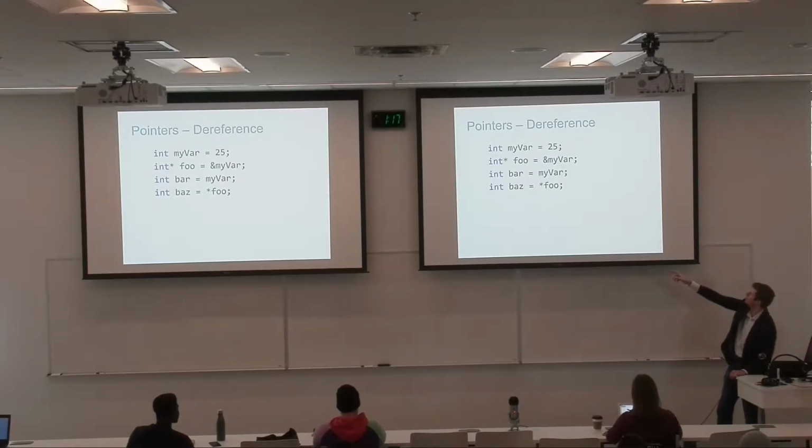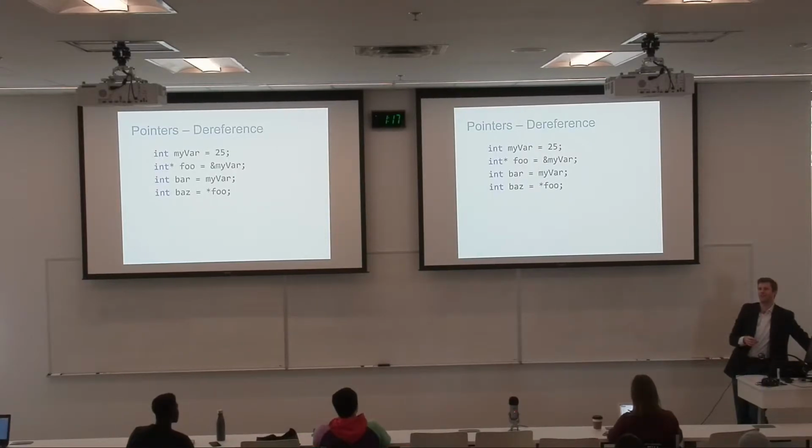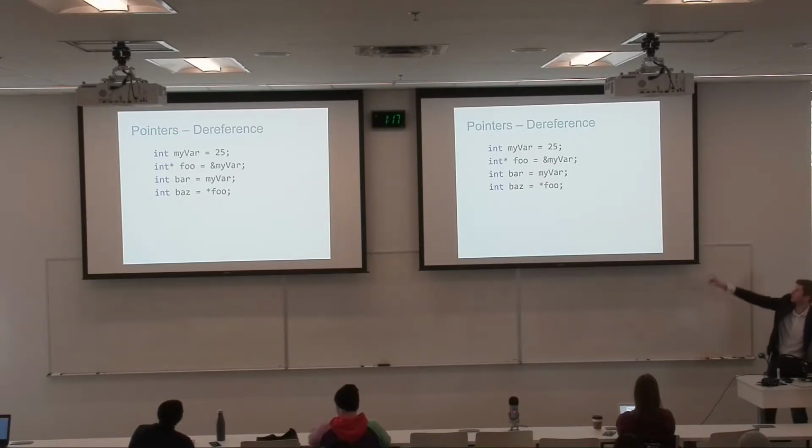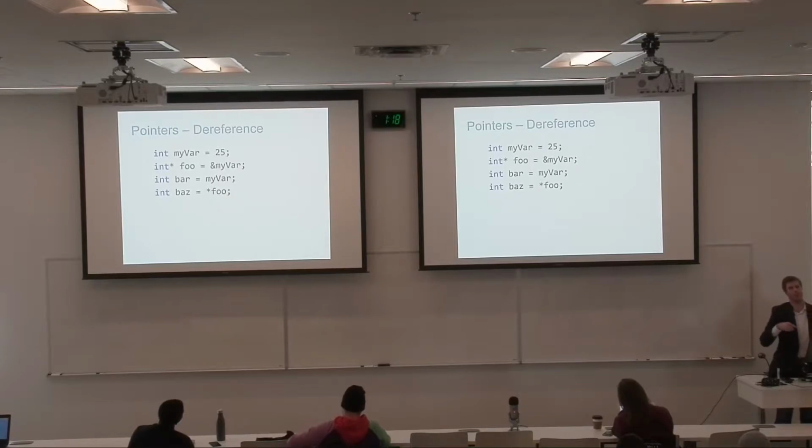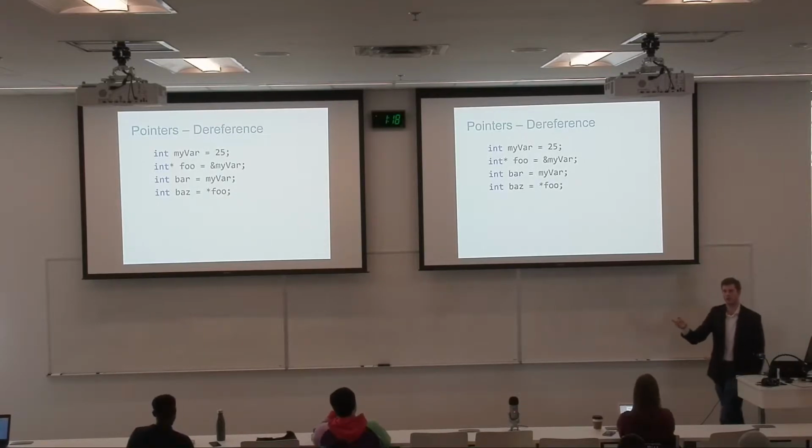I could put an ampersand in front of foo. What would that tell me? If I put an ampersand in front of foo, what would that give me? An address of what? It would be the address of a pointer to, right? It would give us the memory address of foo. And what's in foo? Well, it's a pointer to an integer. If I wanted to assign that to a variable, what would its type need to be?